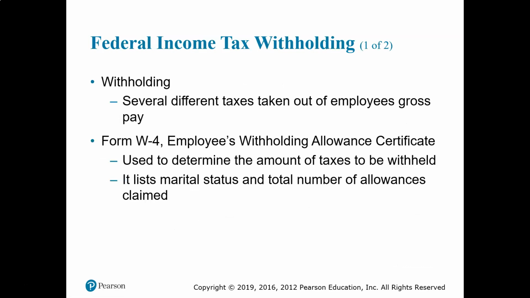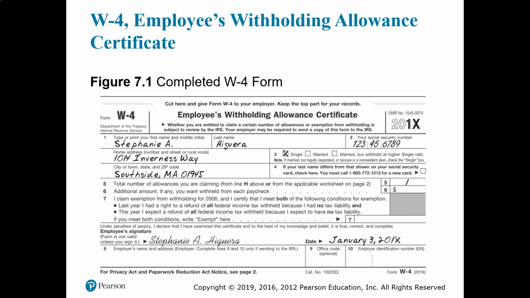Federal income tax withholding, we all know we have it. We all know we hate it. Several different taxes are taken out of employees' gross pay. The W-4, the employee's withholding allowance certificate, is used to determine the amount of taxes withheld. It lists marital status and the total number of allowances claimed. So each employee needs to fill out a W-4 so that the payroll person knows how much taxes to take out and how much they want taken out of their paycheck.